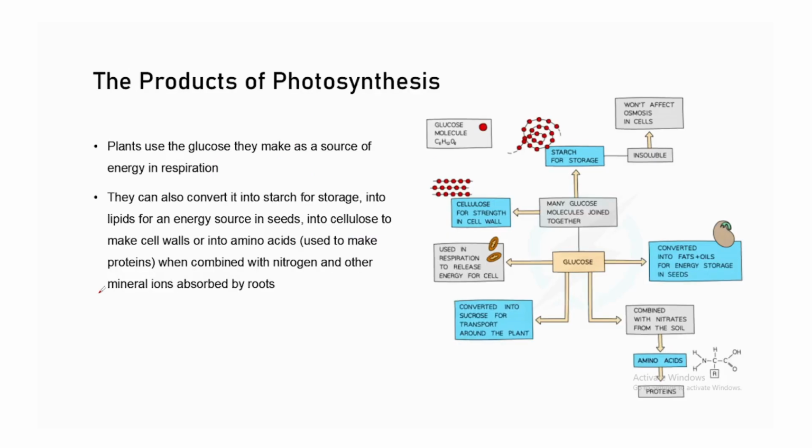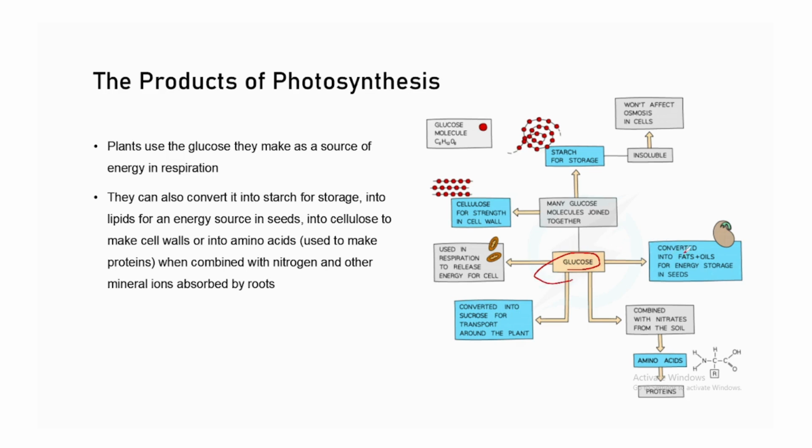The products of photosynthesis. Plants use the glucose they make as a source of energy in respiration. They can also convert it into starch for storage, into lipids for an energy source in seeds, into cellulose to make cell walls, or into amino acids used to make proteins when combined with nitrogen and other mineral ions absorbed by roots. The main thing is the glucose. It can be converted into many things.